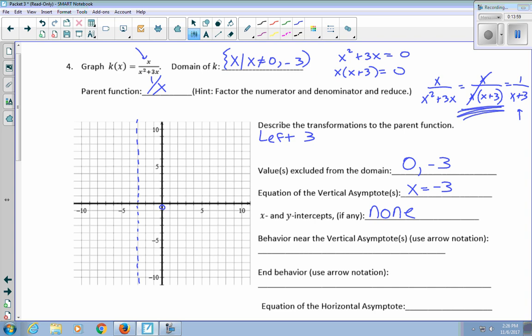And now I should be able to just draw the graph of 1 over x using my purple vertical asymptote and the x-axis as my horizontal asymptote. And my hole should do the trick here. Sorry, it's not -1/3, it's just 1/3. It should be 0, 1/3. There we go.